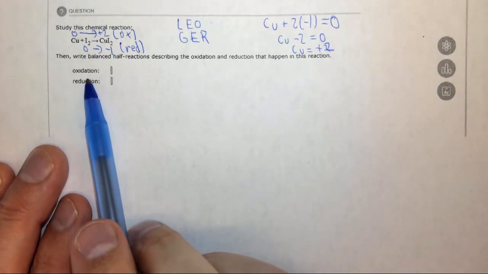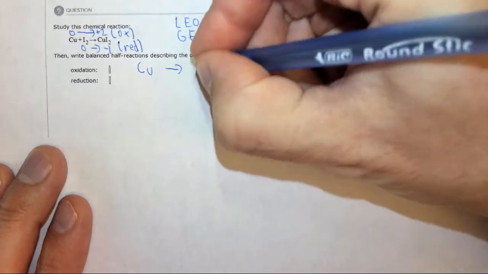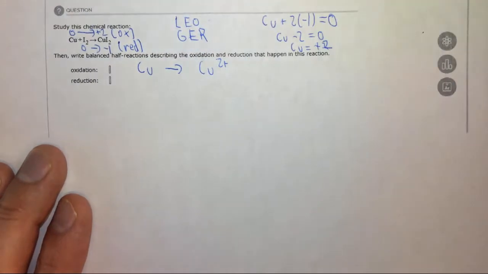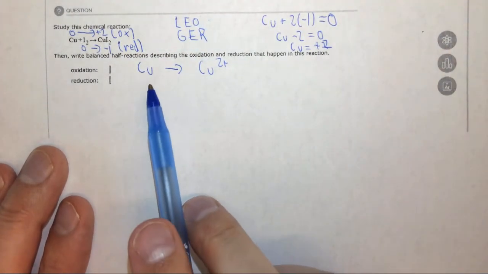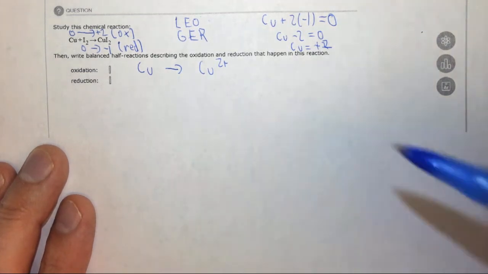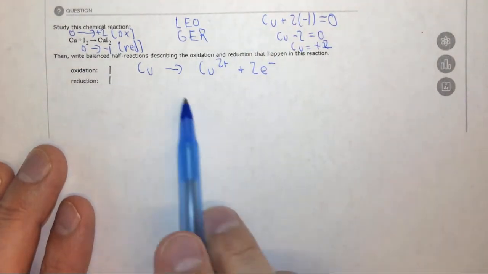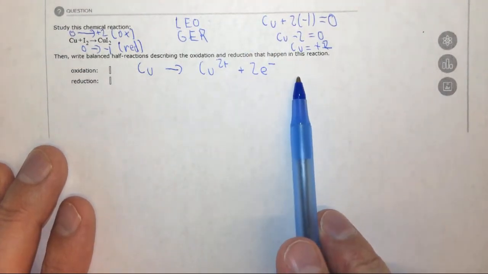We can now fill out our half reactions. In the oxidation half reaction, we have copper forming copper 2+. And states of matter are ignored here. So if copper forms copper 2+, it must have lost 2 electrons. So this is our oxidation half reaction.